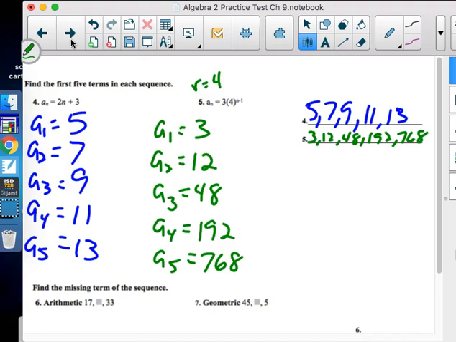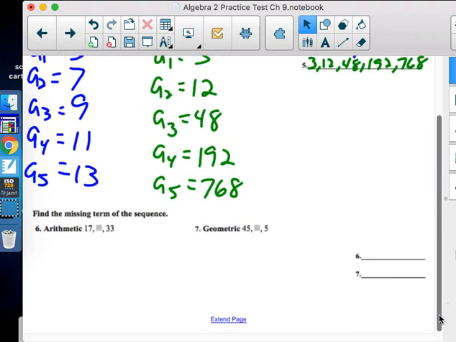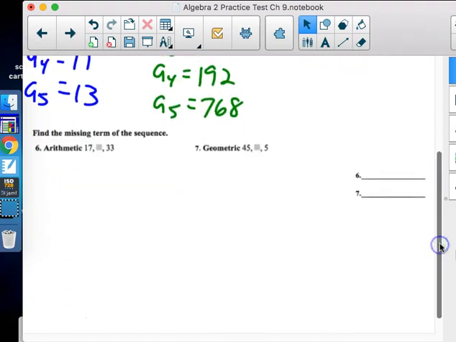Easy peasy lemon squeezy? Okay, good. All right. Now let's get your memory banks working. All we need is the middle one. How do we find it?